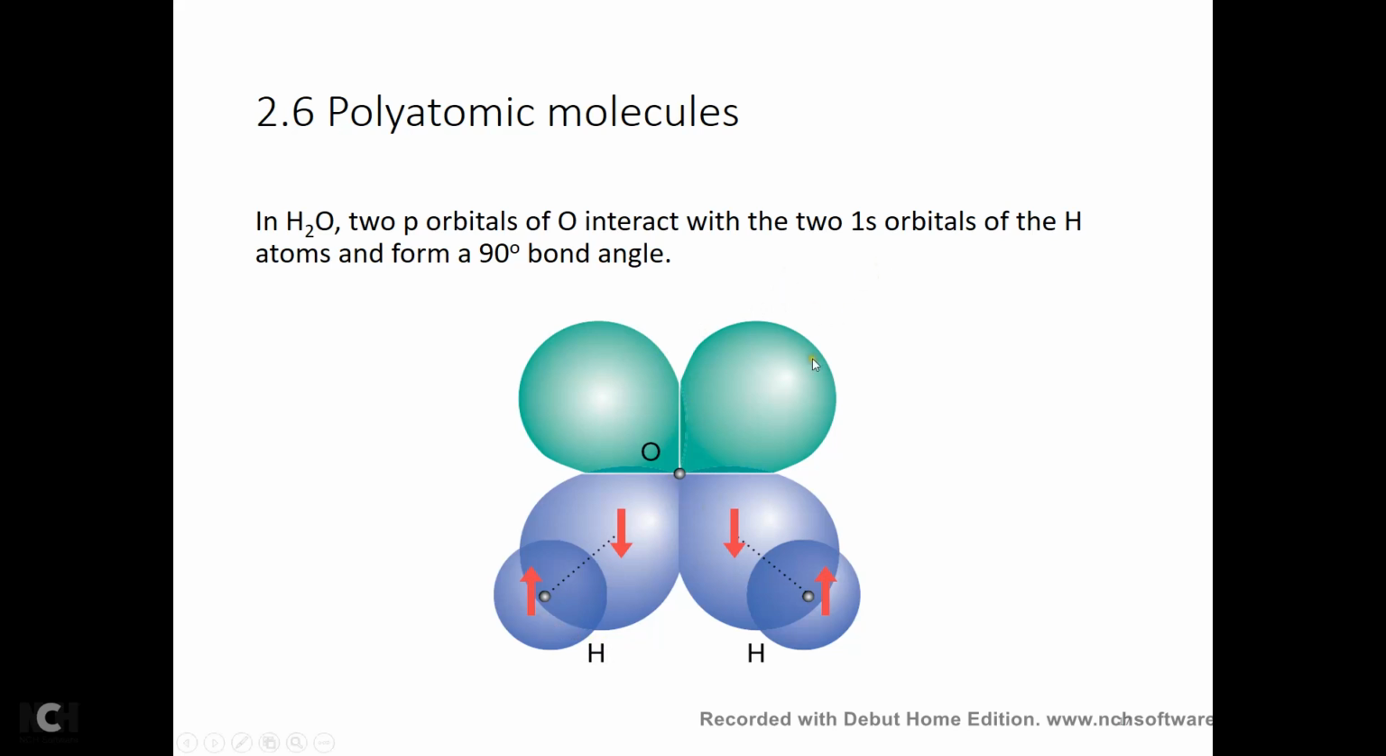However, based on this model, because 2px and 2py are perpendicular to each other, we predict a bond angle of 90 degrees based on the valence bond theory. Well, obviously it's wrong. Experimentally, the bond angle of HOH is roughly 105 degrees. So what's going on?